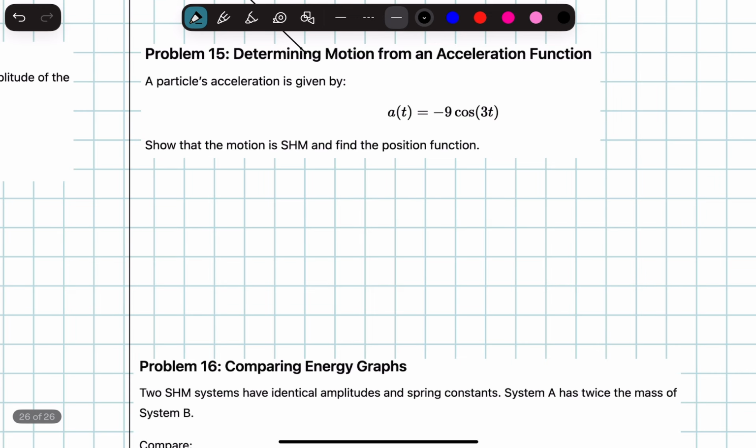A particle's acceleration is given by a of t is equal to negative 9 cosine 3t. Show the motion is simple harmonic motion. Find the position function.